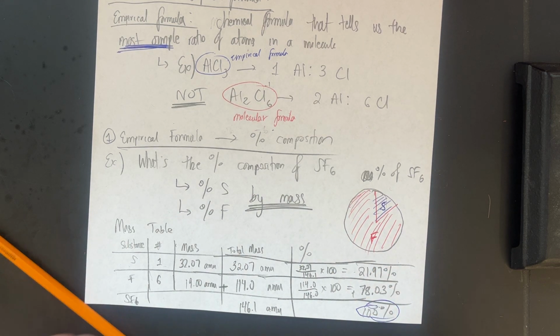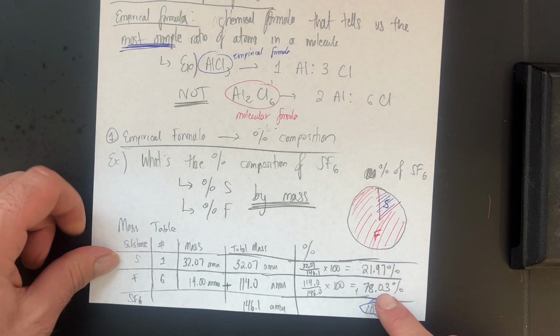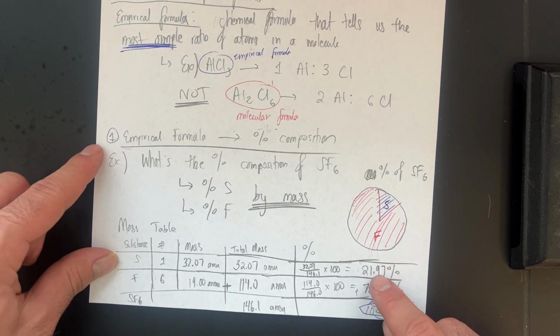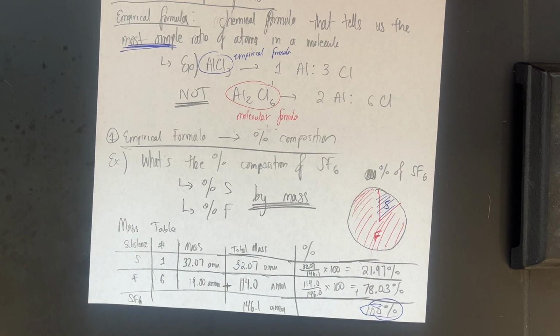And so what's the percent composition of SF6? SF6 is 78% fluorine by mass and 21.97% sulfur by mass.